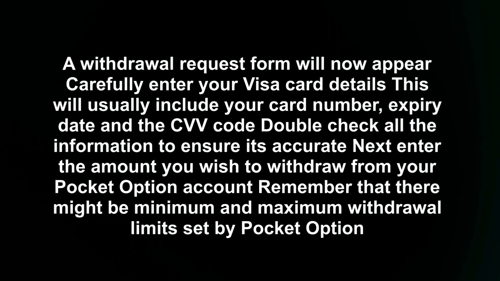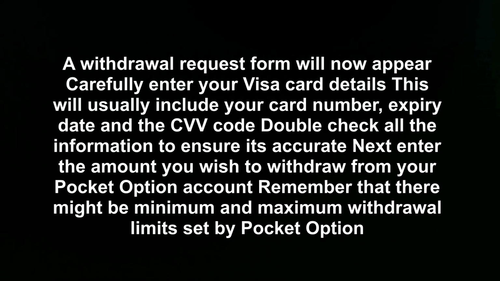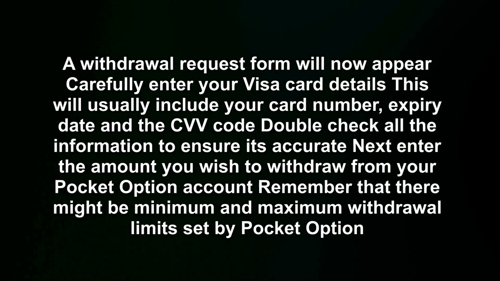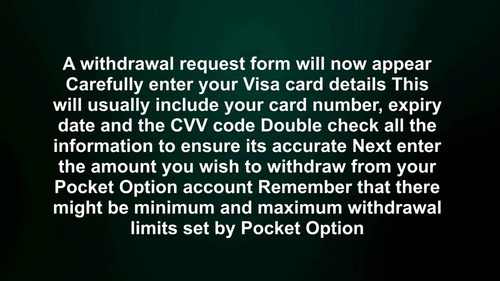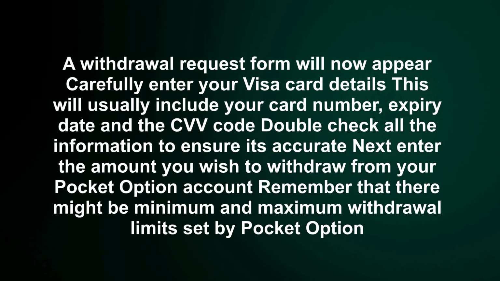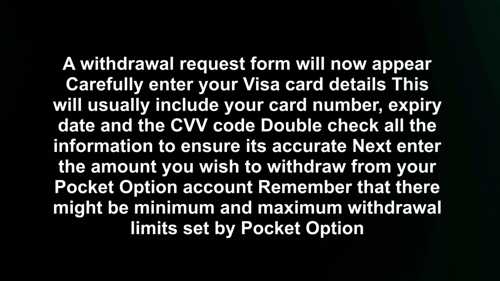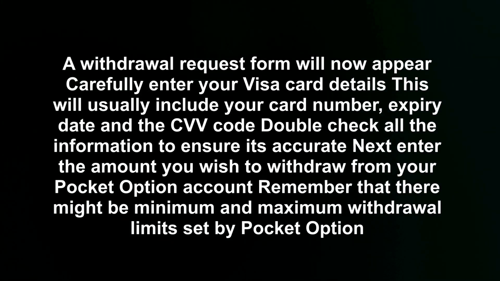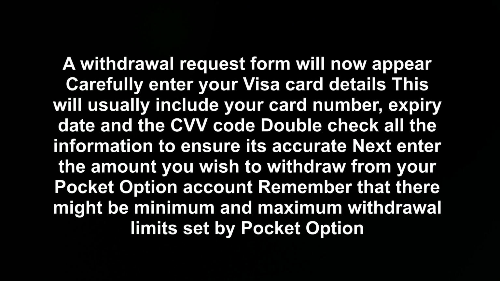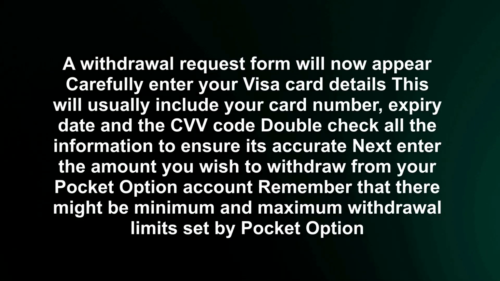A withdrawal request form will now appear. Carefully enter your Visa card details. This will usually include your card number, expiry date, and the CVV code. Double check all the information to ensure it's accurate. Next, enter the amount you wish to withdraw from your Pocket Option account. Remember that there might be minimum and maximum withdrawal limits set by Pocket Option.